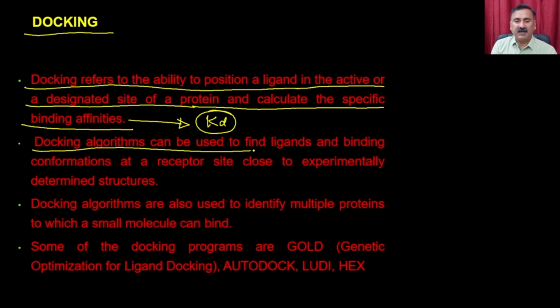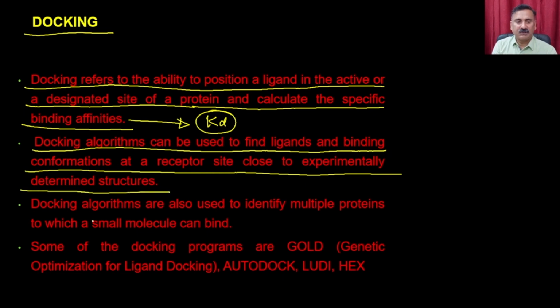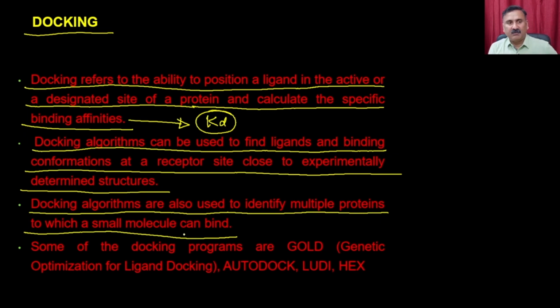Then docking algorithms can be used to find the ligand and the binding conformation at a receptor site close to the experimentally determined structures. Docking algorithms are also used to identify multiple proteins to which a small ligand can bind. Some of the important docking programs are Gold, AutoDock, Ludi, and Hex. Some of these programs are free, whereas others are licensed programs, so you can use them for performing the docking.